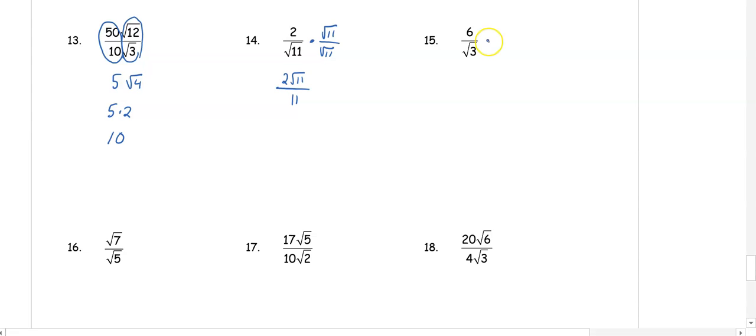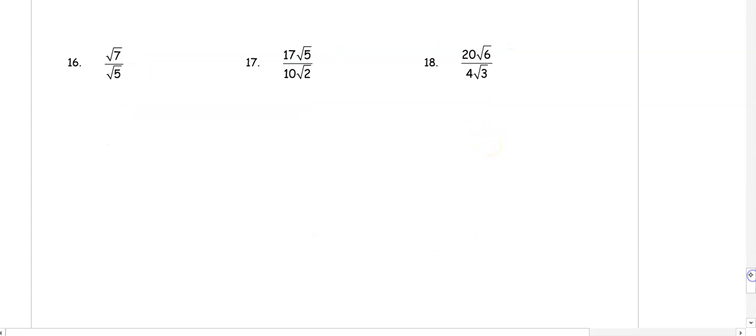In number 15, we can multiply by root 3 on the top and bottom, so that gets us 6 root 3 over 3. These numbers on the outside can reduce with each other, so 6 divided by 3 is 2, so we're left with 2 root 3. In number 16, the root on the bottom is root 5, so we're going to multiply by root 5 over root 5. So we get the square root of 35 over 5, and we can't reduce anymore.